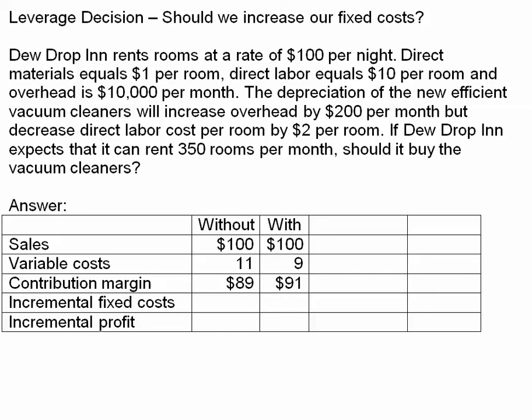reduce the labor costs. In other words, what we're looking at here is whether the cost of this vacuum, which is going to end up increasing our overhead by $200 per month, but will decrease direct labor by $2 per room. Now, direct labor is a variable cost, so what this essentially would do is decrease our variable costs, which has the effect, if you look here, of increasing our contribution margin by $2.